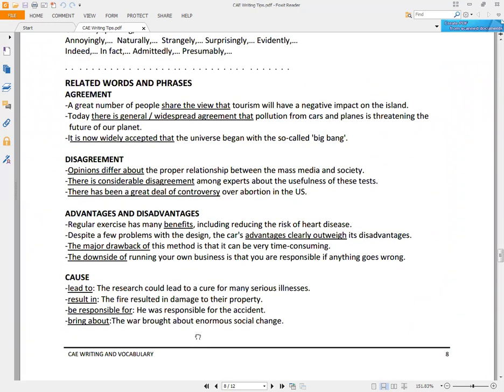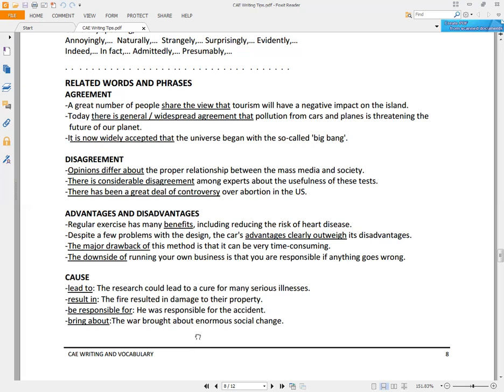Now we are with some related words and phrases to express those important meanings. Let's get started with agreement. How to express agreement in writing. Let's have that example: A great number of people share the view that tourism would have a negative impact on the island. Notice the highlighted words here: share the view that. That expresses that you agree with the point.